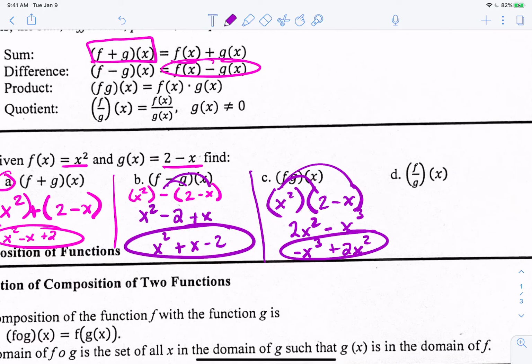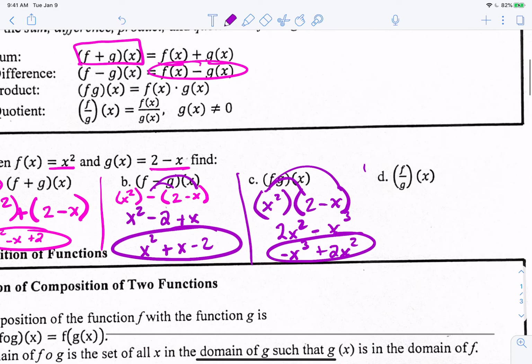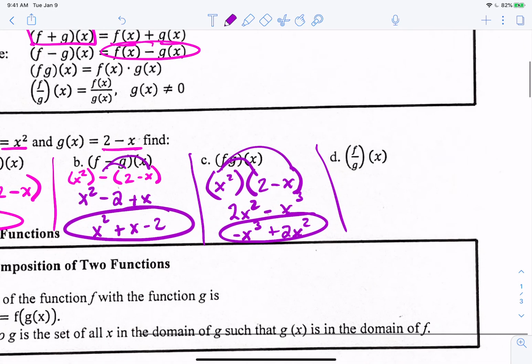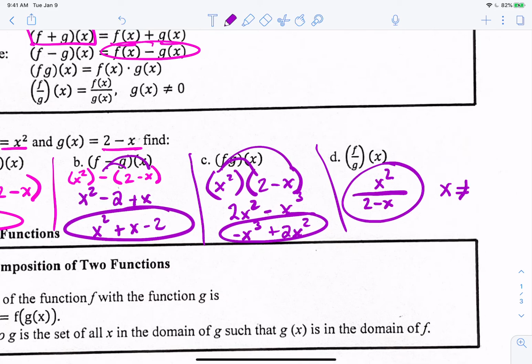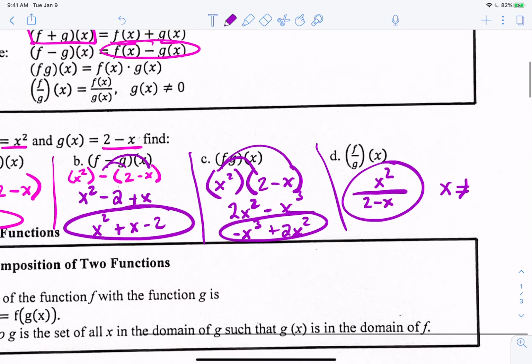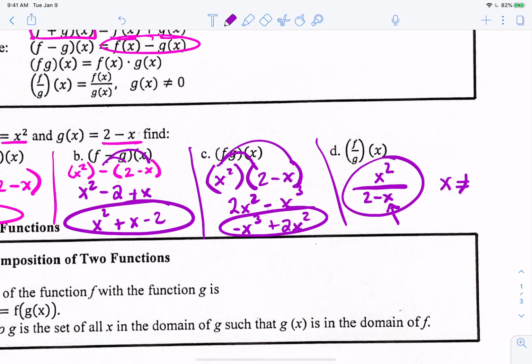Are we doing the composed ones? Yes, we are. That's down below. Okay. f over g means we're taking f, which is x squared, and dividing by 2 minus x. Now, when I do this, there's nothing that I can do to simplify it: x squared over 2 minus x. But I have to also include what x can't be equal to, because now I have a domain error. What can x not be equal to, because I don't want to divide by 0? x can't be 2, right? So when you're doing a quotient and when you have a fraction, make sure you include what x can't be.